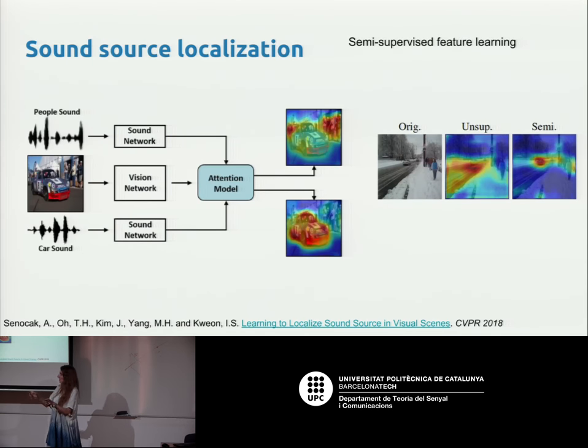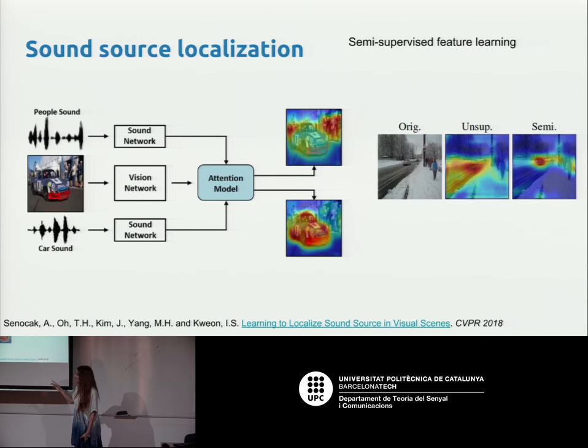So instead of just training with pairs of images, they train with triplets. The anchor is the particular frame, and then a positive pair is going to be an audio related to the frame, and a negative is going to be an audio from a different video. But then the idea is the same. So they basically learn an attention mechanism that is going to tell you where the sound is generated.